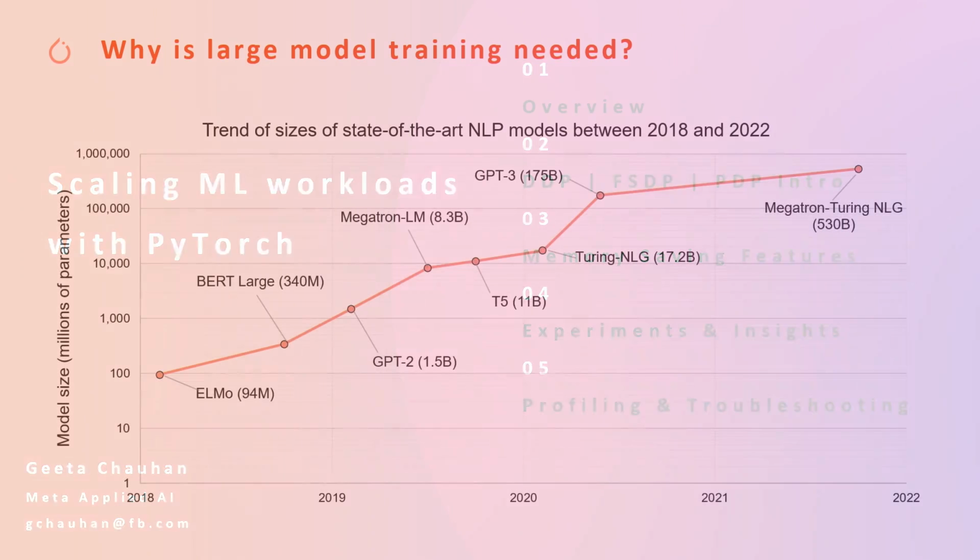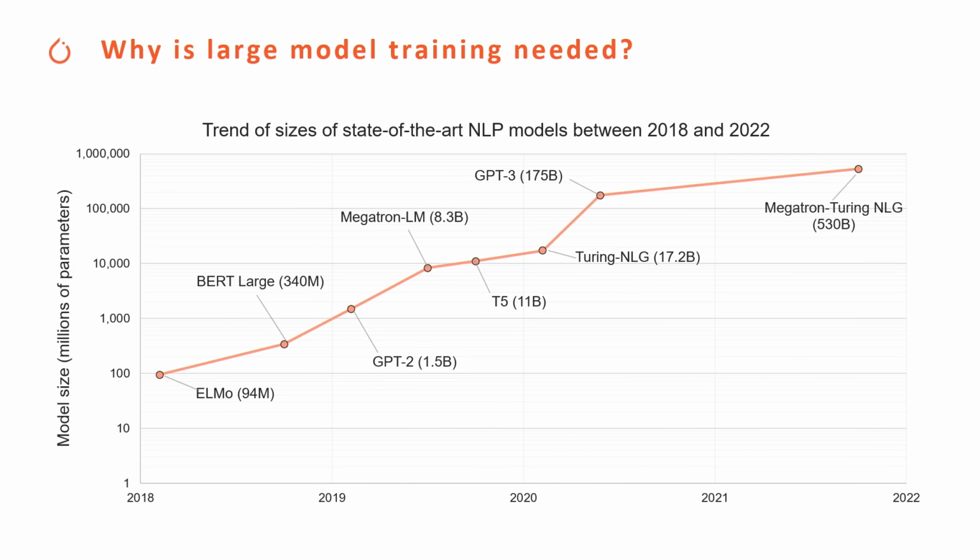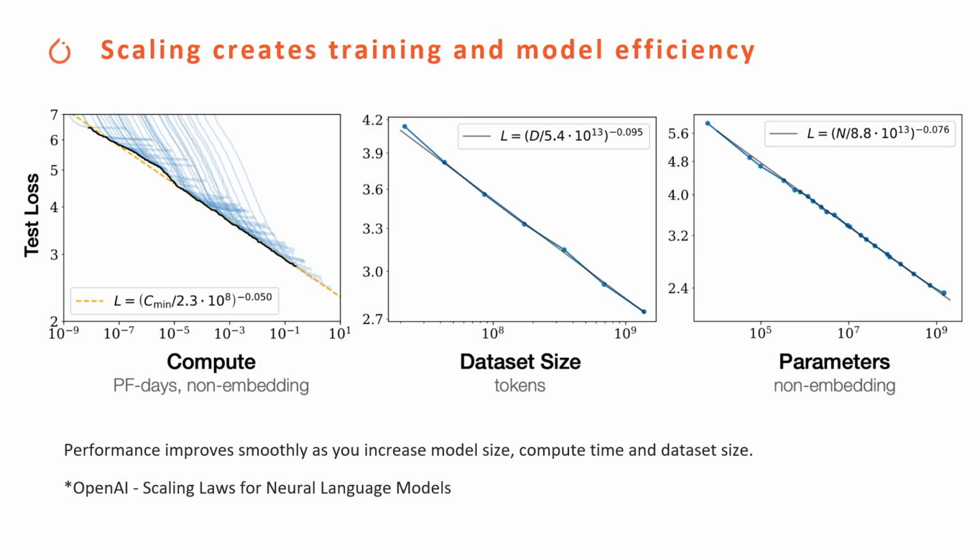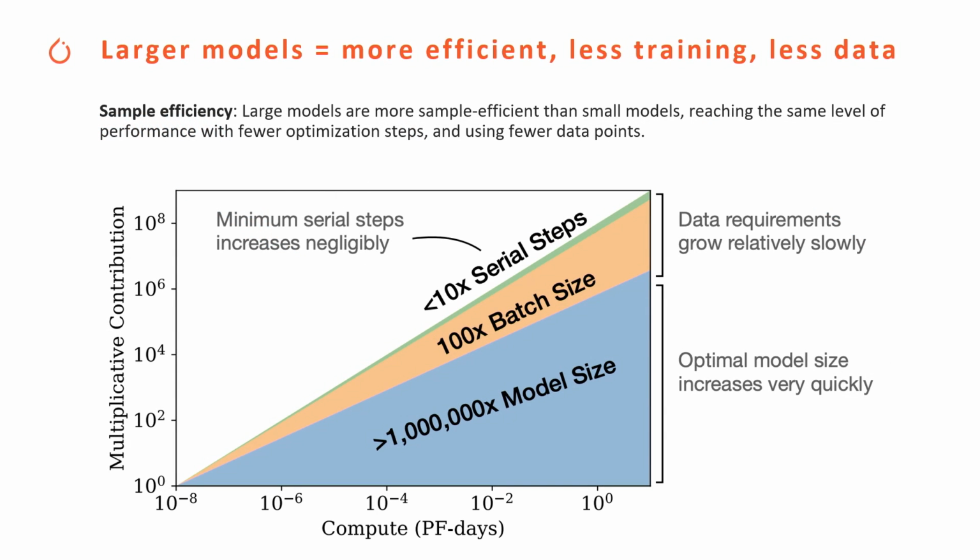During the last 3 years alone, model sizes have grown 10,000 times from BERT with 110 million parameters to Megatron 2 with 1 trillion parameters, and this trend is only going to continue further. Numerous studies have shown that the accuracy of deep learning models improves smoothly with increasing model size, dataset size, and amount of compute used for training. Sampling efficiency of large models is also better, resulting in same performance with fewer optimization steps and using less data.